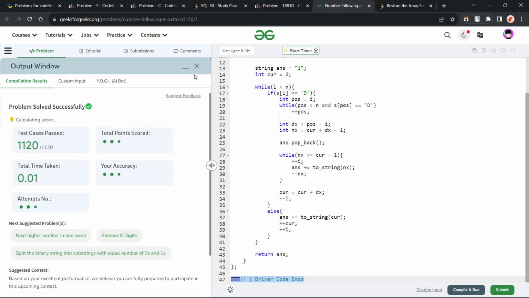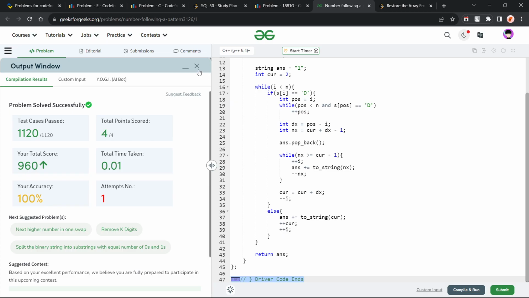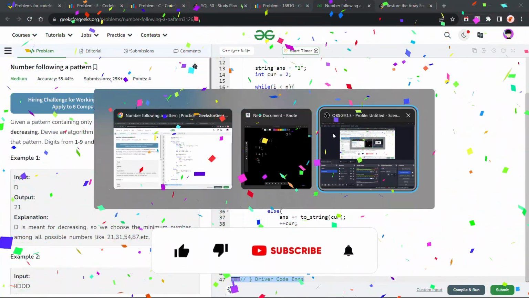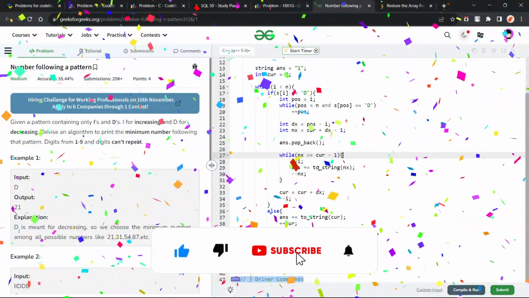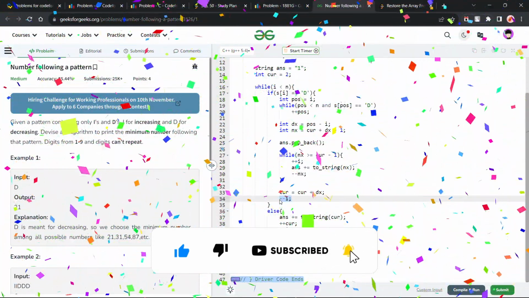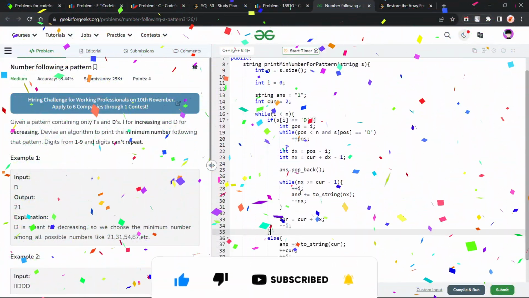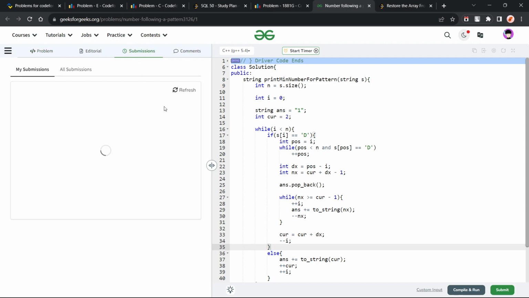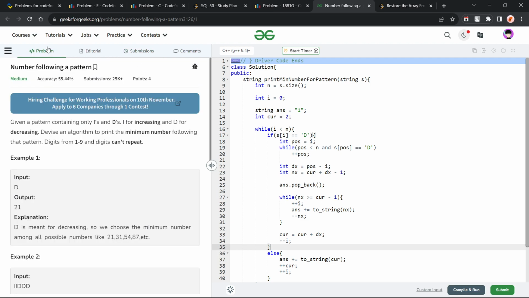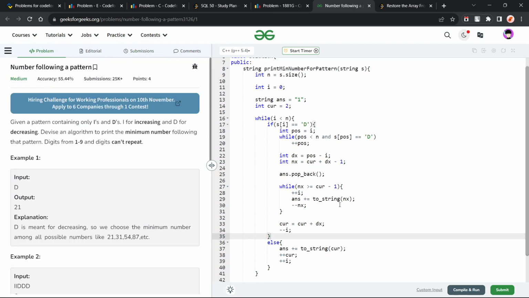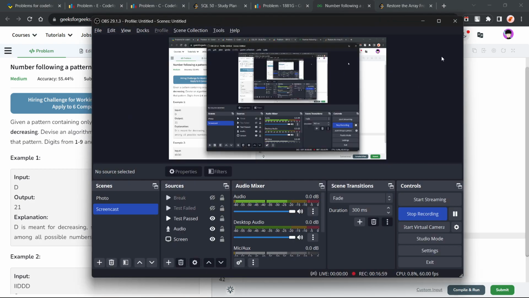Okay, so we have passed all the test cases, and that's a good thing. The only thing that we were missing was that I was incrementing this i one extra time here. This should not be the case. So you can see that this is correct, and let me just quickly explain what I'm trying to do.